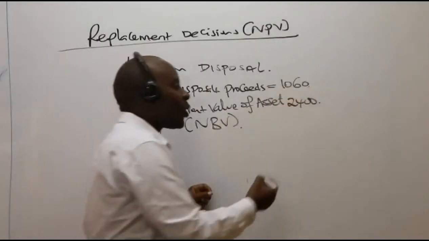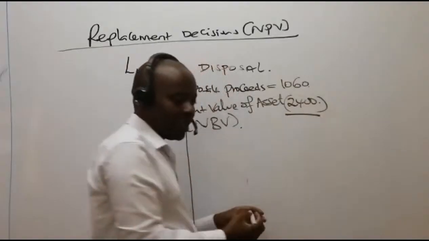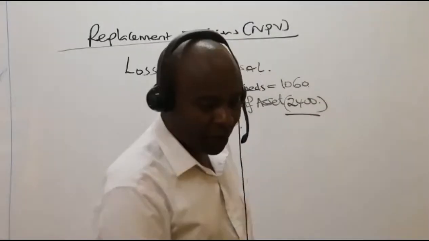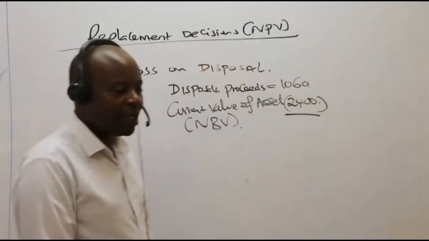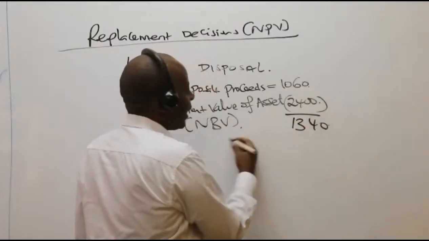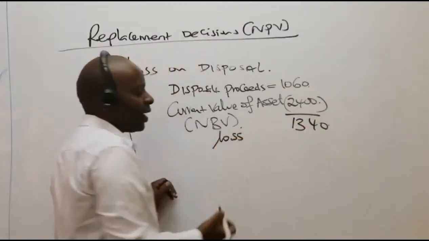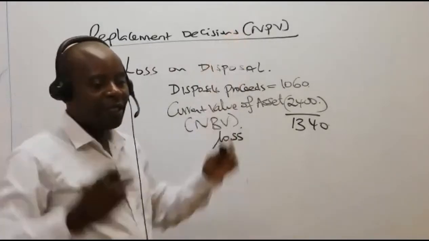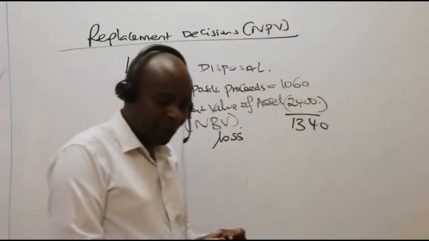So when I subtract like this, what am I going to get? When I subtract, here we are. So you can see that we are making a negative profit. A negative profit is basically a loss. So a loss of 1340. That's how I expect you to do it.